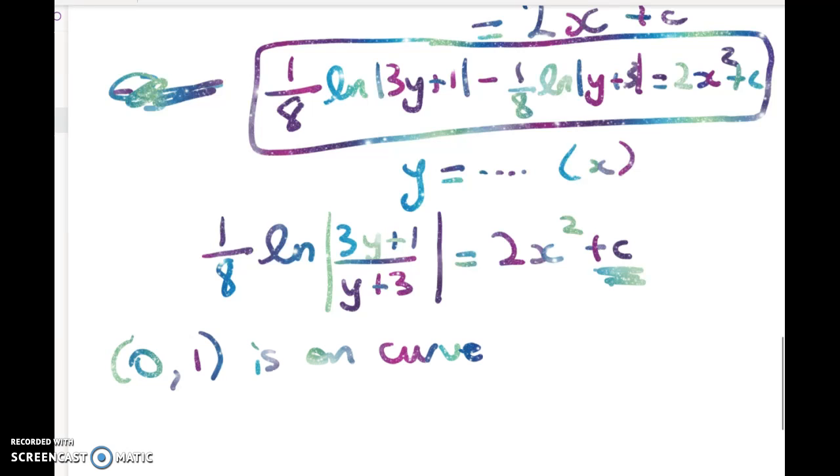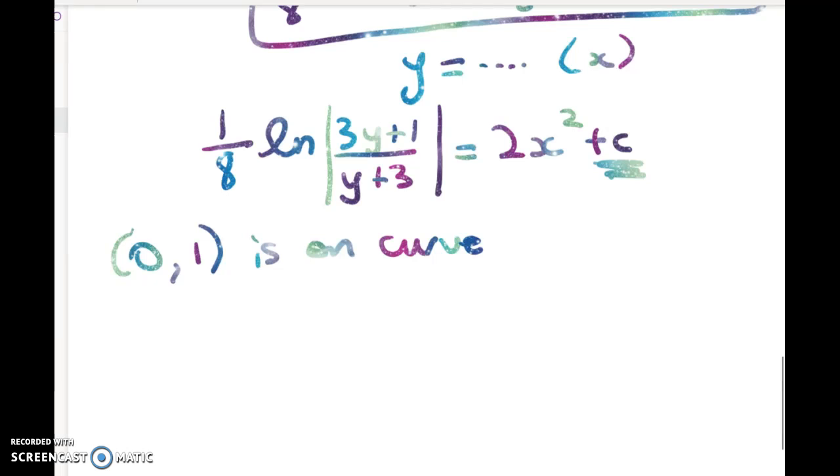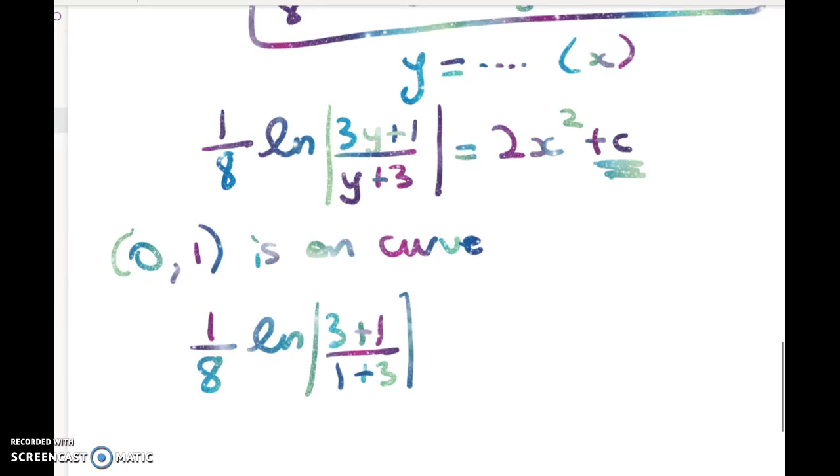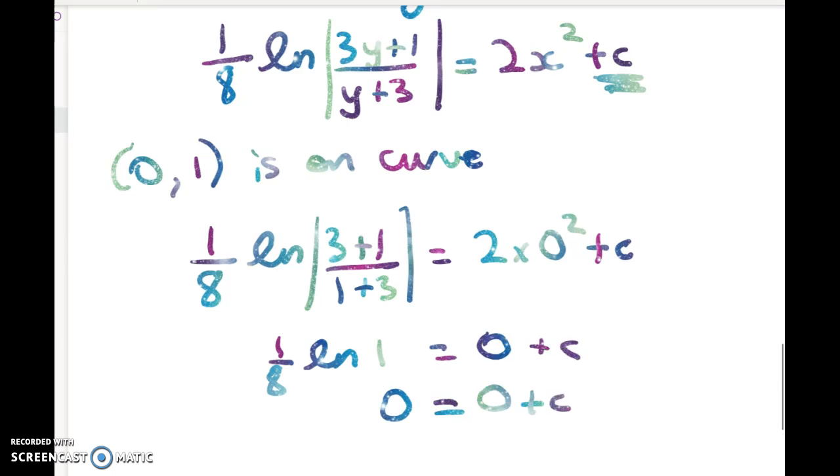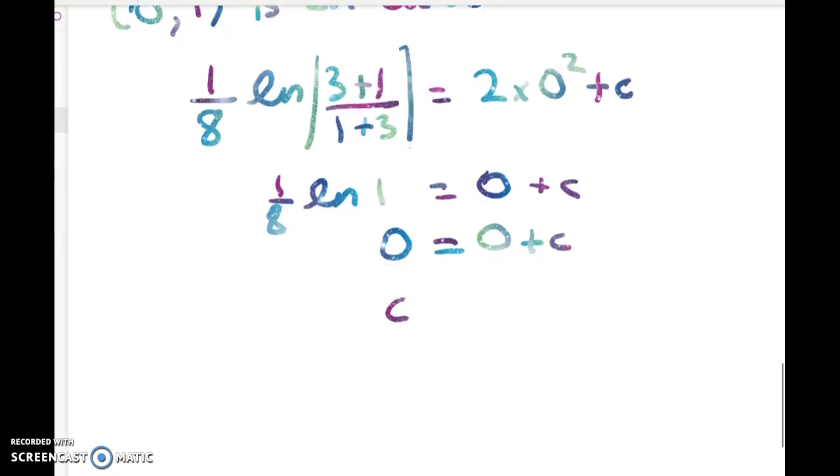So I'm going to sub in y equals 1 and x equals 0. So we get 1/8 of log of (3 plus 1) over (1 plus 3) is equal to 2 times 0 squared plus c. So that gives me 1/8 of log of 1 is equal to 0 plus c. 0 equals 0 plus c, so c is a very exciting 0.